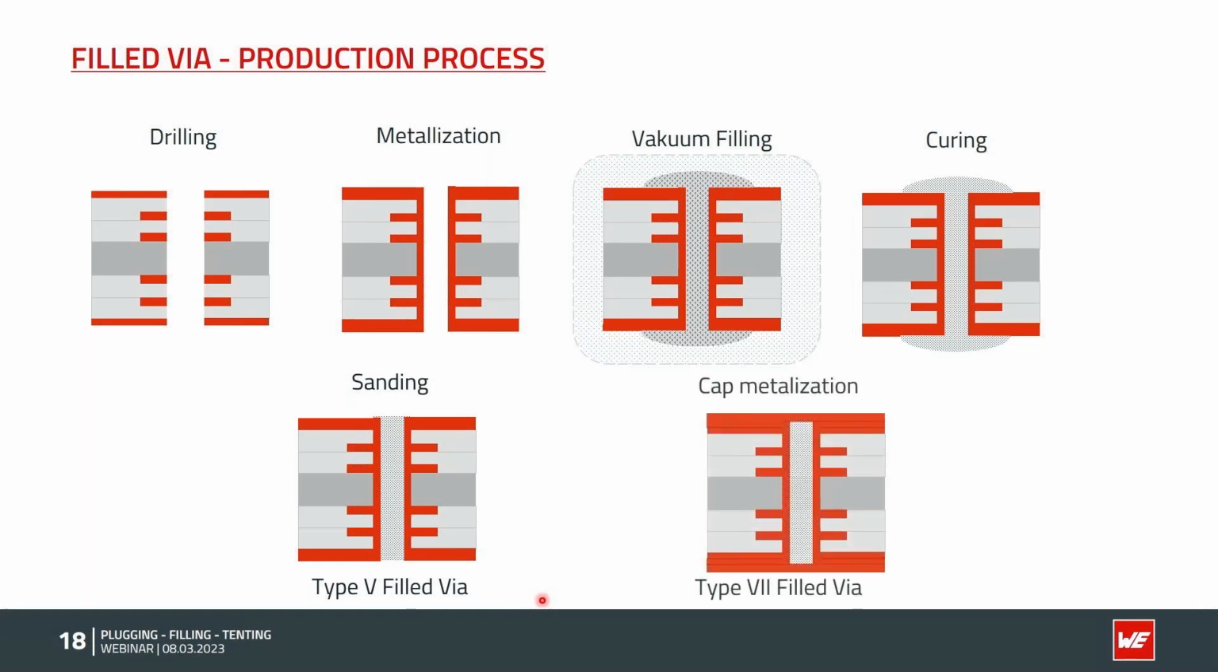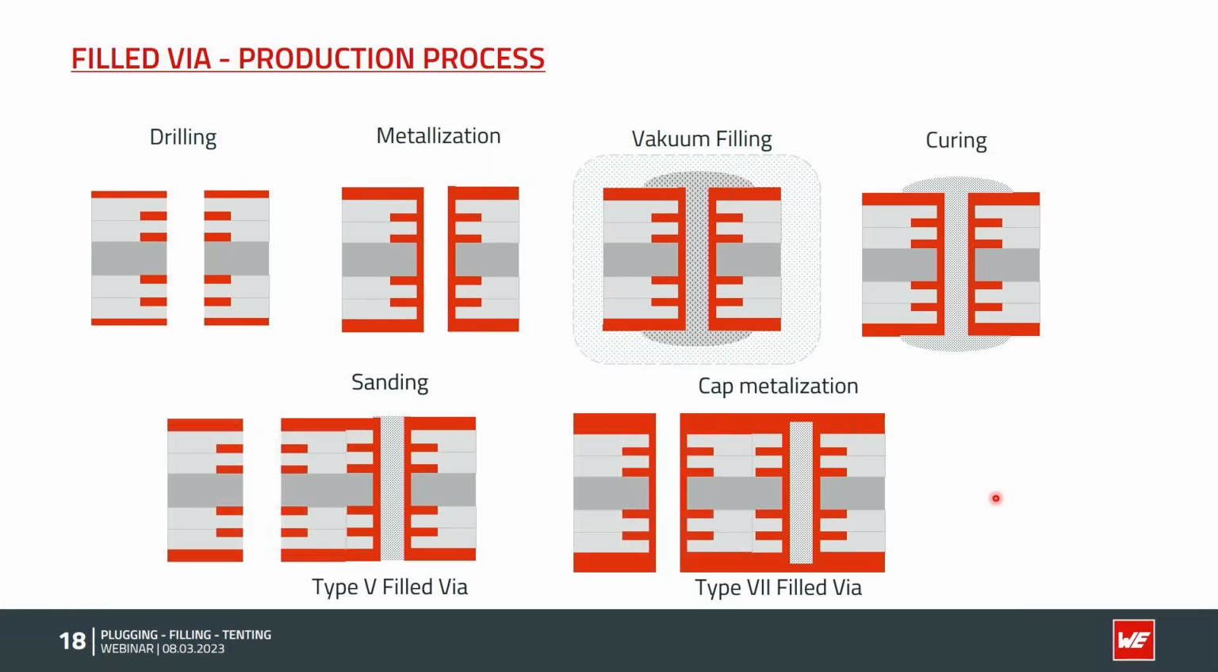Sometimes it's necessary to add a cap metallization to close the via when it's a type 7 one. For example, if you want to use it as a solder head for via-in-pad, and if you have in the same process some through-hole components, we have to go back to an additional drilling. And in this cap metallization, you also make the through holes. But important message, we have to go twice to the galvanic. We add twice, two times copper to the surface.